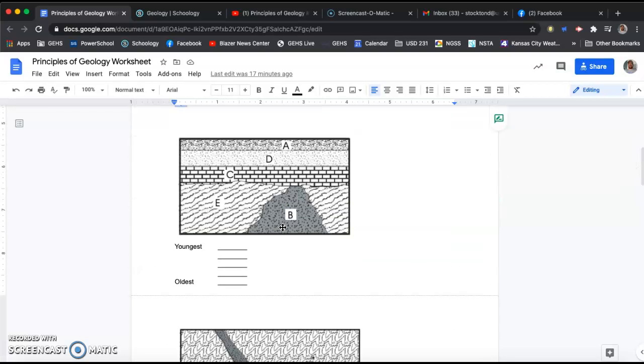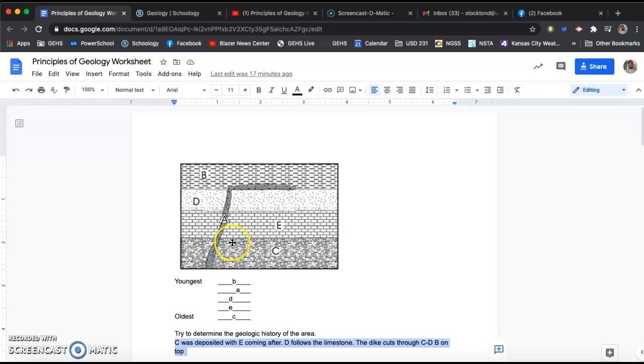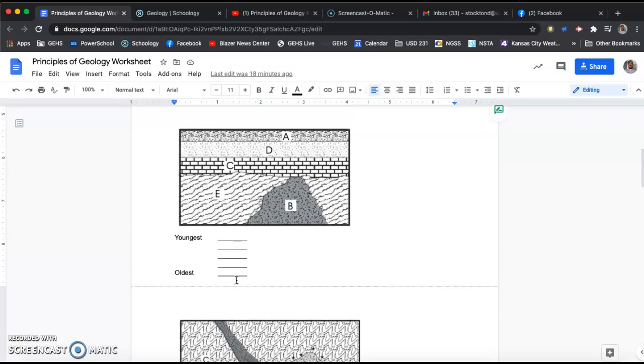You're piecing together what you think happened. Okay, for this one, I'll go back up to the top. This one's fairly simple. You can see it's C, E, D, A, B. Okay, you'll just do that with all of these.